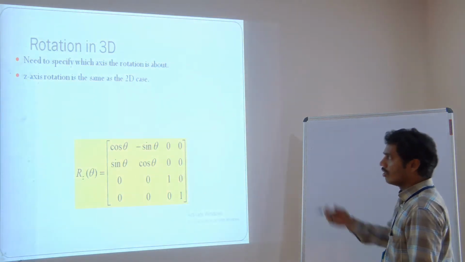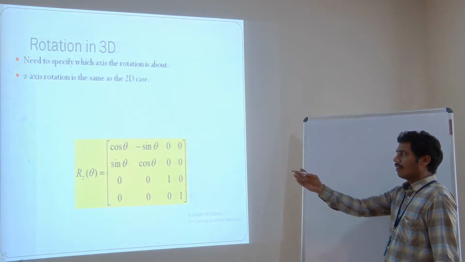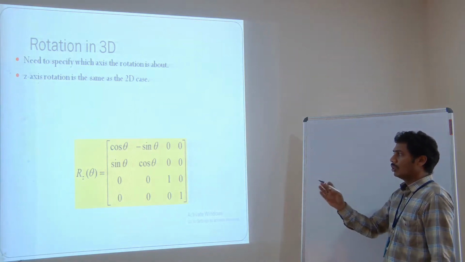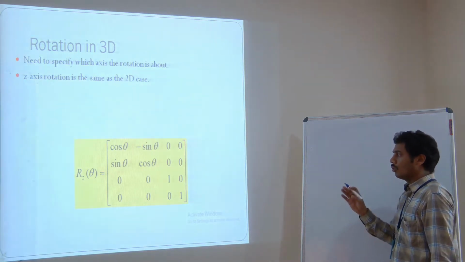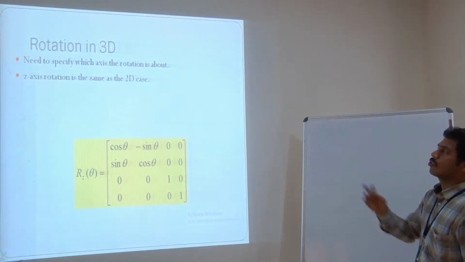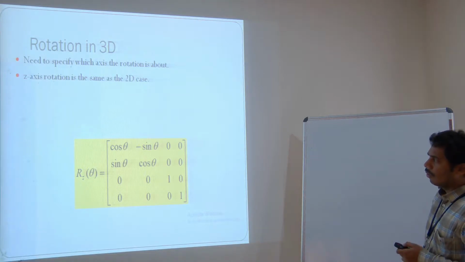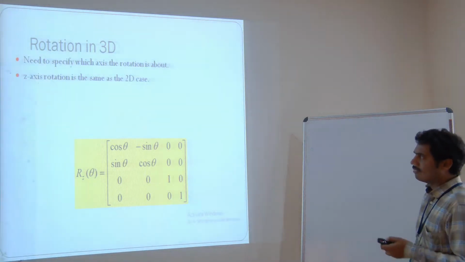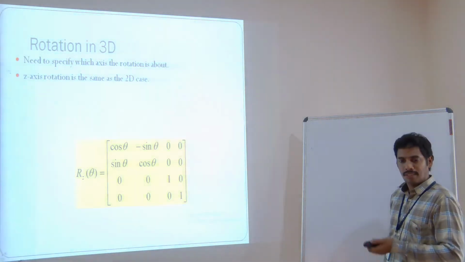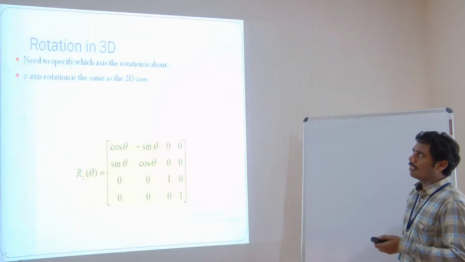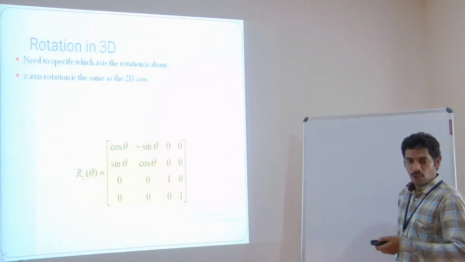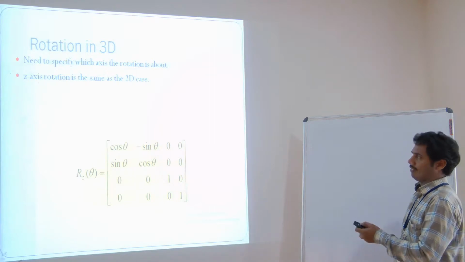anti-clockwise direction. So minus sin theta 0 0, sin theta cos theta 0 0, 0 0 1 0, 0 0 0 1. Here I am adding the homogeneous coordinate. In two dimensions, I take only the 2 by 2 matrix with one homogeneous coordinate, which is called the 3 by 3 matrix. But here I am taking the 3 by 3 matrix and adding a homogeneous coordinate, so I am taking the 4 by 4 matrix here.